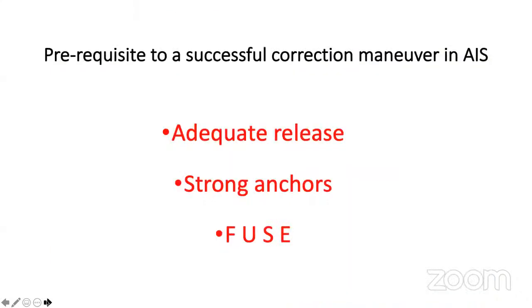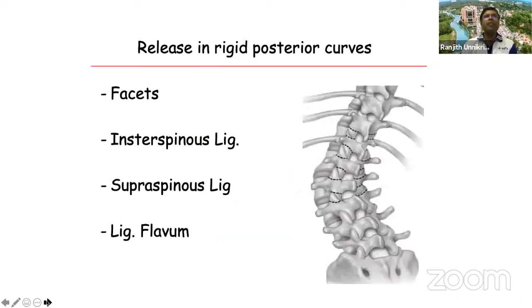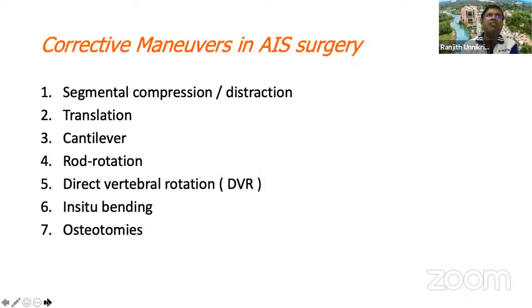Now, what is the real prerequisite to this correction? It is an adequate release, strong anchors, and a solid fusion. This is the most important part for me when I do a type 5 curve posteriorly. It is a generous facet release, whatever you call it, posterior column osteotomy, Ponte osteotomy, whatever, taking out the supraspinous and interspinous ligament, complete posterior release, and the most important thing is to osteotomize the spinous process very well, because you are trying to lordose the spine. So we are shortening the posterior column. The spinous processes should be released so that they do not hit each other when you correct.